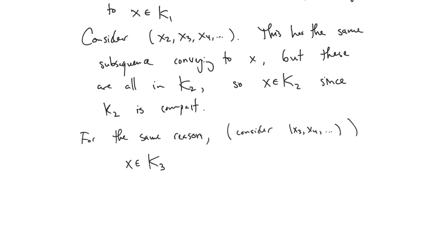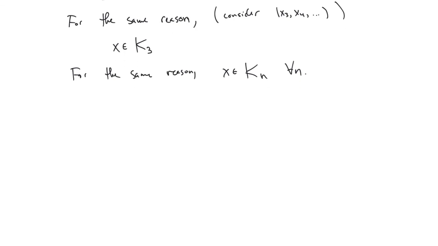See that? You can do this by the same reason. X is in all of them, right? It's also in K4. It's also in K5. It's in all of them. So for the same reason, X is in K4, X is in K5, etc. Really, X is in Kn for all n. And this is the end of what we needed to show.